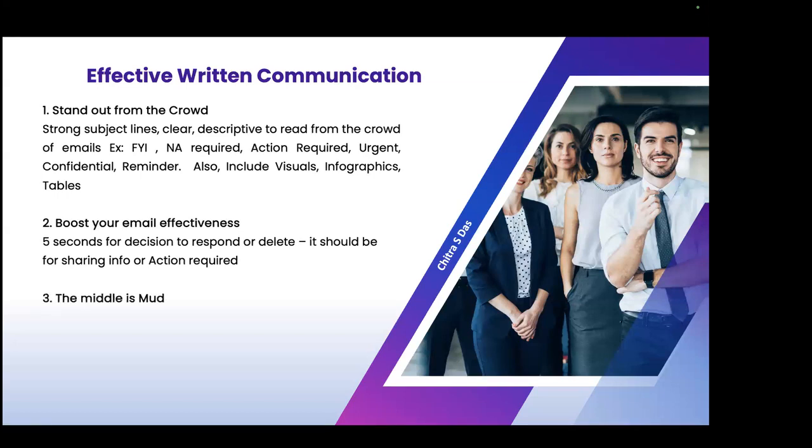Middle is the mud. If you're writing a long email or a long speech, whatever is said in the middle is lost. So be very careful about how you start, get to the point, and also how you conclude, the end of the email or the end part of an essay, as it is all taught in school as well. Be precise, concise, and clear on what exactly you want to convey.